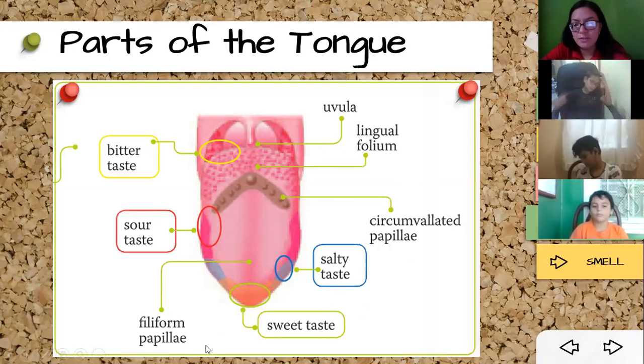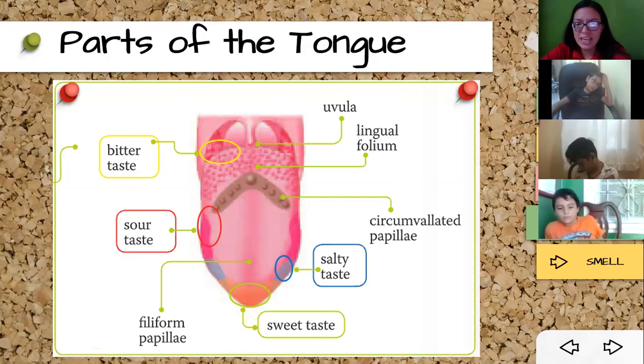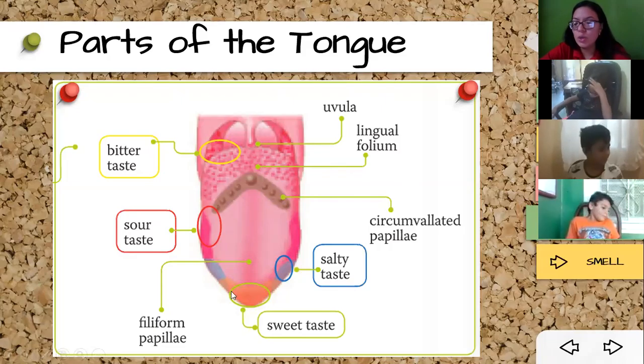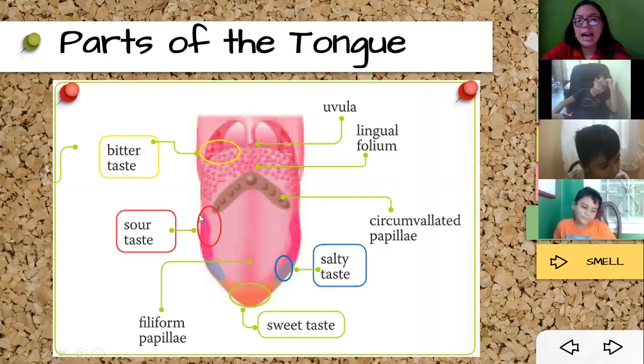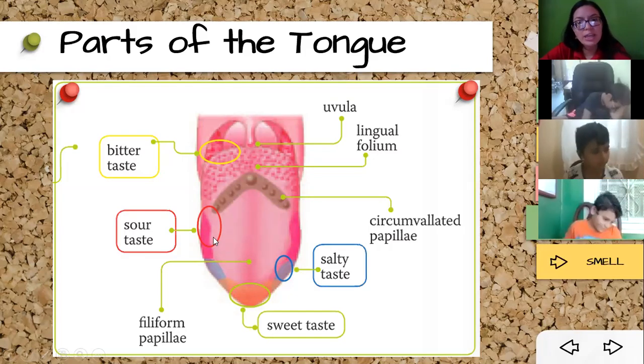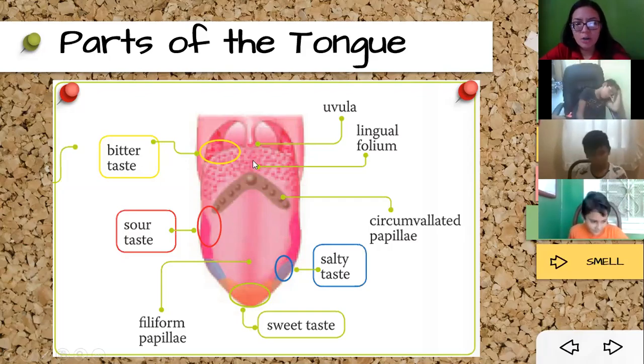So what are the different flavors that we can identify in our tongue? For example, in this part, we can identify the sweet taste. Over here, in these 2 sides, we can identify the salty taste. And over here, in these sides of our tongue, we can identify our sour taste. And finally, in the back side of our tongue, we can identify our bitter taste.